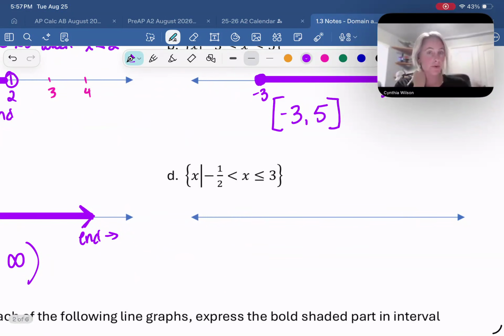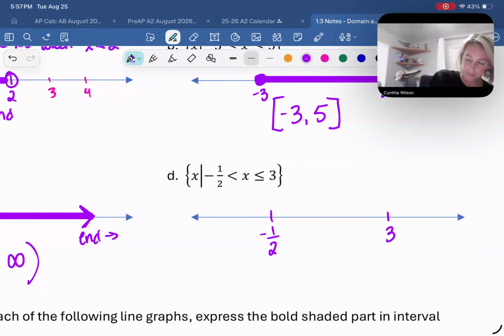Okay, and our last one, we have all x's where x is between -1/2 and +3. So you're going to put both of those numbers on your number line. I don't care about spacing. What kind of dot am I going to put on the -1/2? Open dot.